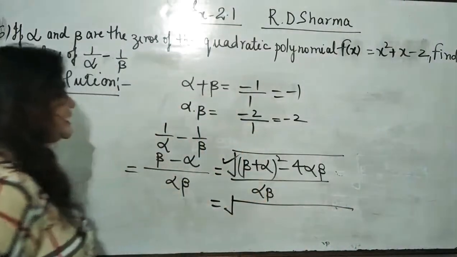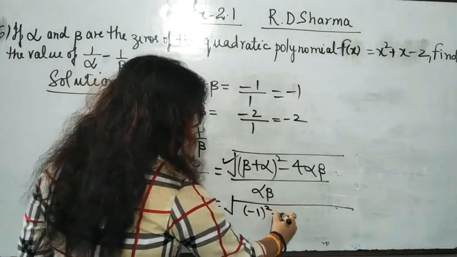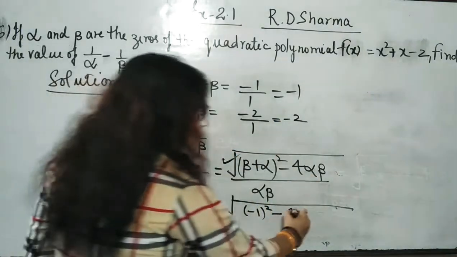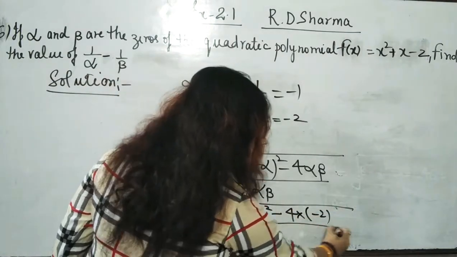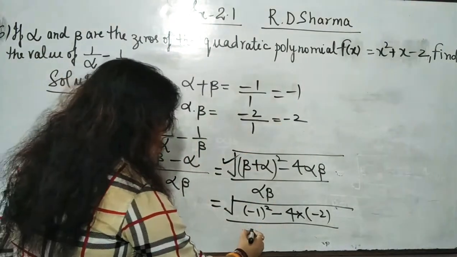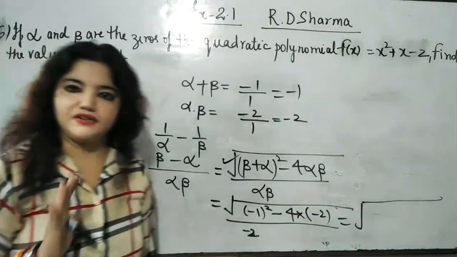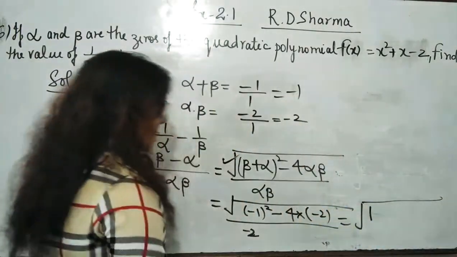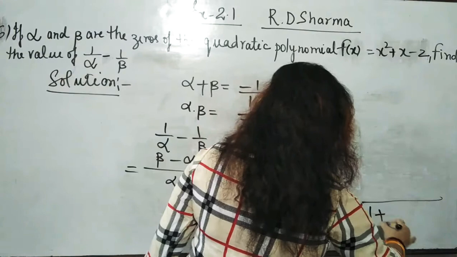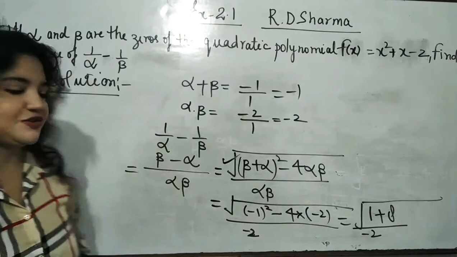Beta plus alpha, what is the value of beta plus alpha? Minus 1. Okay, minus 1 square, minus 4 alpha beta. What is the value of alpha beta? This is minus 2. Okay. 4 into minus 2 upon alpha beta. Again alpha beta is minus 2. And now let's check. So minus 1 squared will be equal to 1, and minus 4 into minus 2 will be plus 8. Plus 8 upon minus 2. Is that okay?